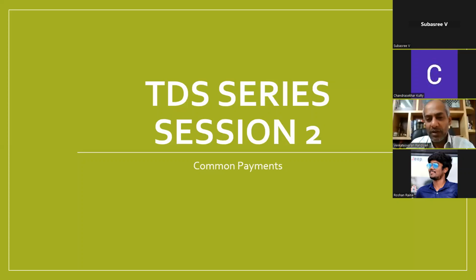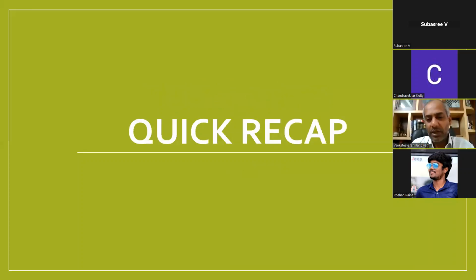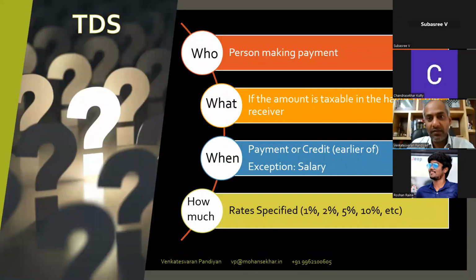Before we talk about payments, we'll have a very quick recap of what we discussed in the last session. We spoke of the entire modus operandi of TDS. Essentially, we spoke of who is liable to deduct TDS. It is the person who is making the payment. And on what kind of payment is he required to deduct TDS? If the amount is taxable in the hands of the receiver, then it is subject to TDS provisions under the Income Tax Act.